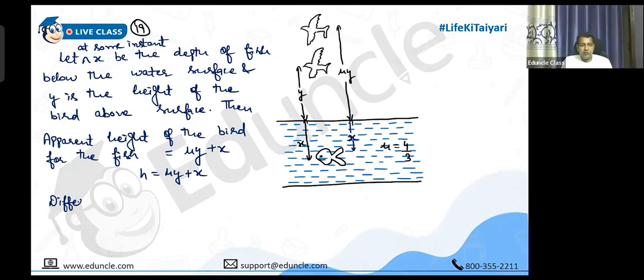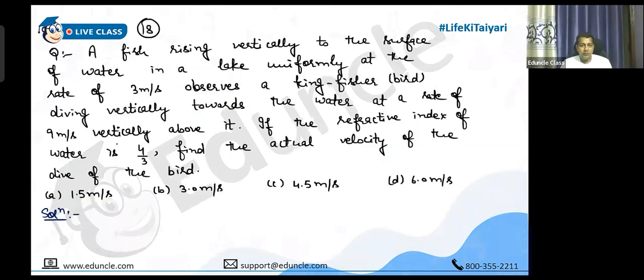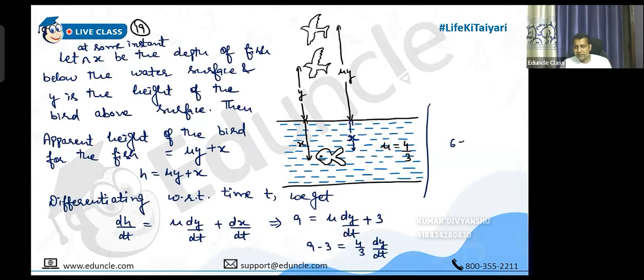So differentiate with respect to time t. Differentiating with respect to time t we get mu dy by dt plus dx by dt. Now dh by dt is given to be 9, because this is for the bird, and this is given to be 3, and this is dx by dt. Please check. And dy by dt we have to calculate, the actual one. So 9 minus 3 is 6, mu is what? 4/3, no? So mu dy by dt equals 6. Then dy by dt will be 6 into 3/4. So 9/2, 4.5 meter per second. So this is the answer. Please check.